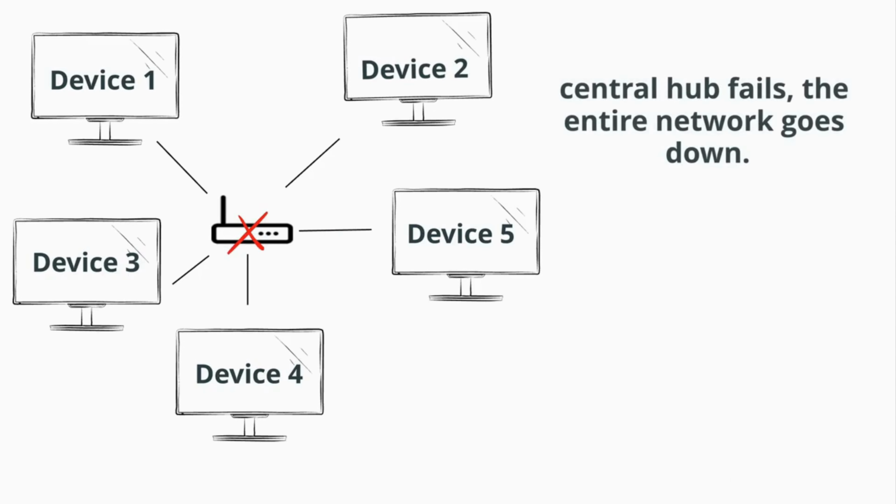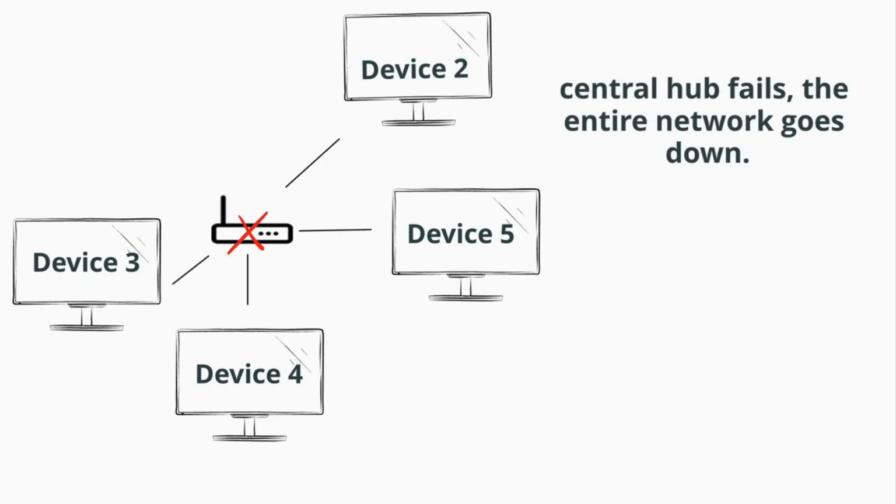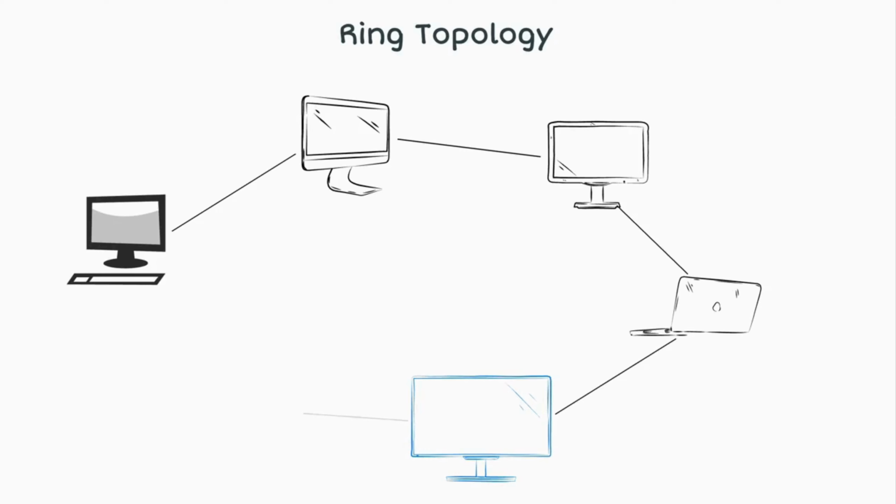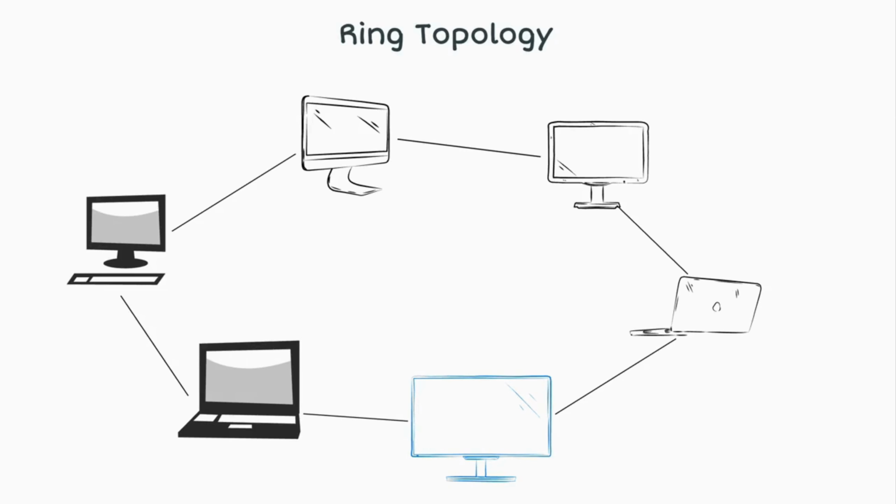However, if the central hub fails, the entire network goes down. Now let's look at the ring topology. In a ring topology, each device is connected to two other devices, forming a circular pathway for signals.